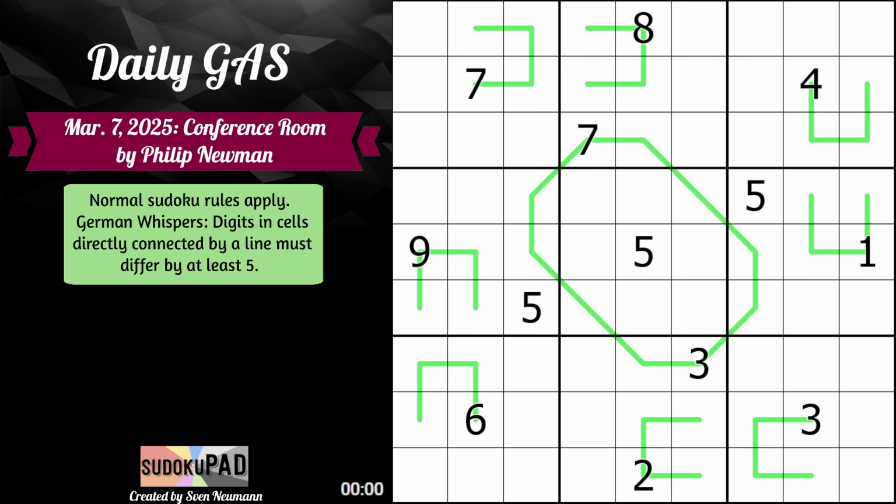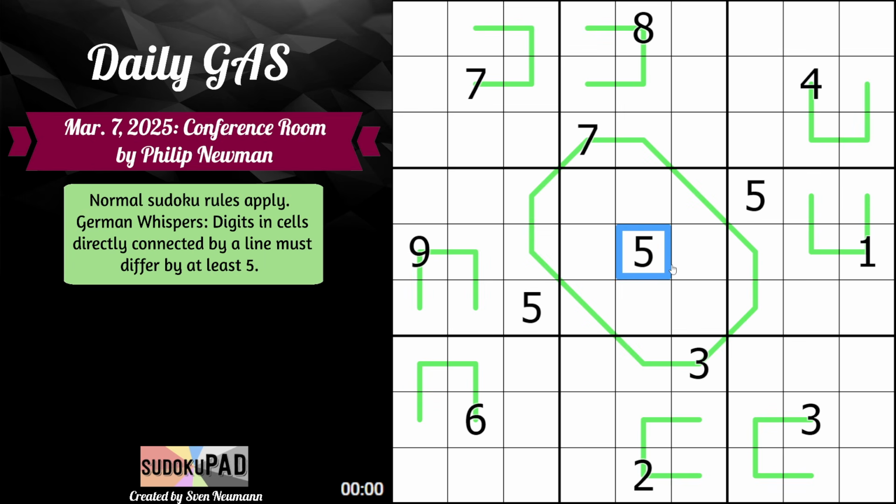Normal Sudoku rules apply. German whispers: digits in cells directly connected by a line must differ by at least 5. So, what does that mean? Well, if we take a look here, we have these green lines that run throughout the grid. I guess we have our conference room, we have our table and our chairs.